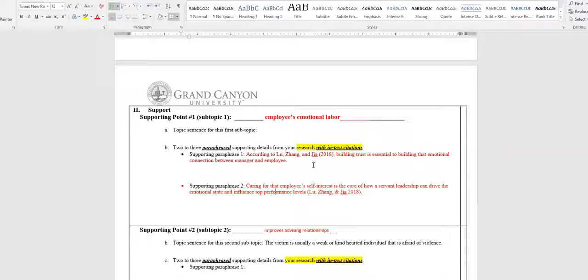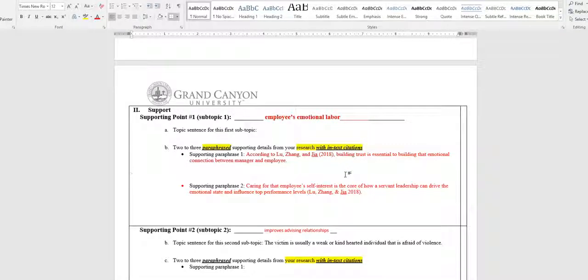For my second one, caring for the employee's self-interest is the core of how servant leadership can drive the emotional state and influence top performance levels. That's what I got out of there. Then I cite the researcher. I'm not quoting; there are no quotes. It says paraphrased. I didn't take that word for word. I read it and put it in my own words. I still have to cite because the researchers are the ones who came up with this information. I'm just putting it in my own words, and then I have to cite.